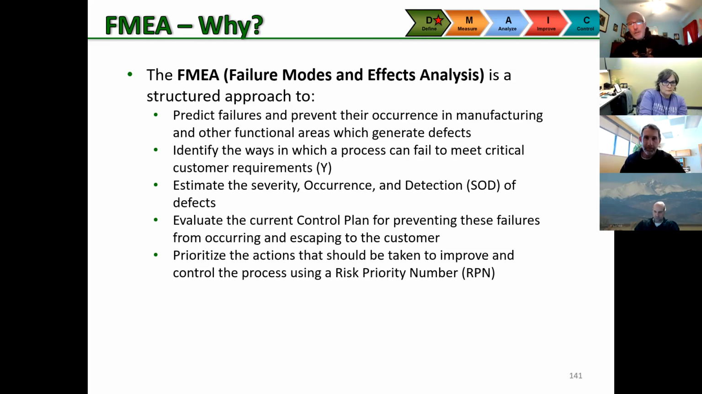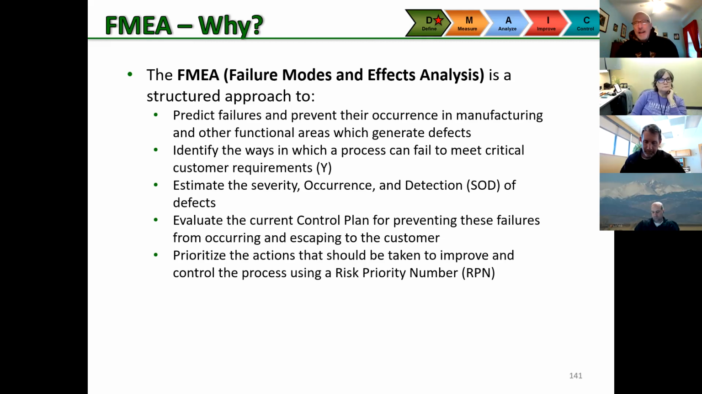In other words, the last 10 orders for this particular alloy or this particular part number, we struggled a little bit. We had to come in on the weekends. That information, these are all clues. So what's the likely severity, occurrence, and how easy is it to detect? That's the third thing. Those are the three things we're going to put numbers to. And then we evaluate the current control plan for preventing these failures from occurring and escaping to the customer, right?